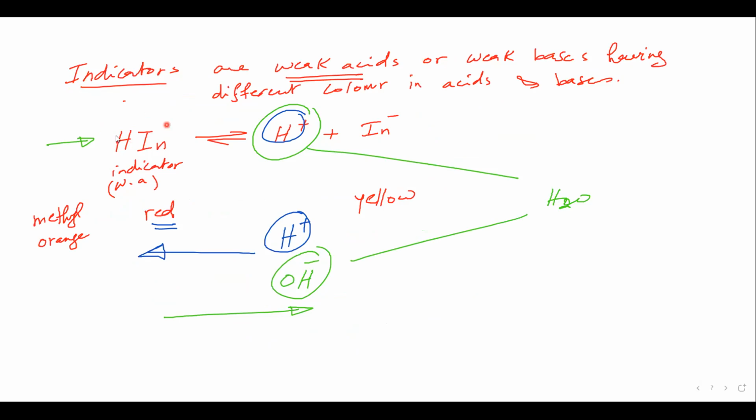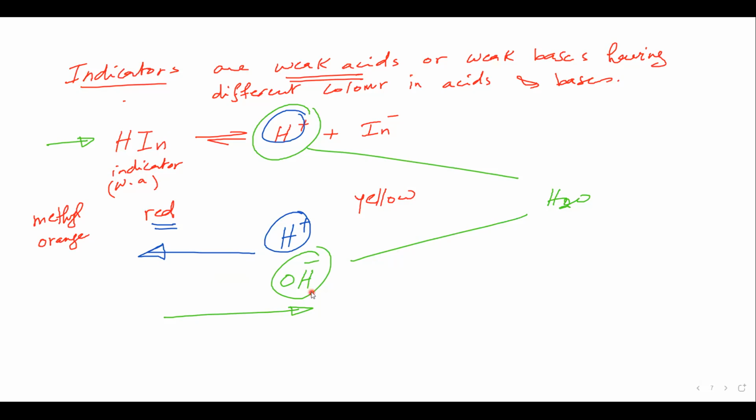That's because methyl orange is a weak acid and it ionizes to give H positive plus IN negative. If it is placed in an acid medium, the hydrogen ion concentration increases, and this means that the equilibrium will shift towards the left-hand side, towards the formation of more HIN, which has the red color, and that's why methyl orange appears red.